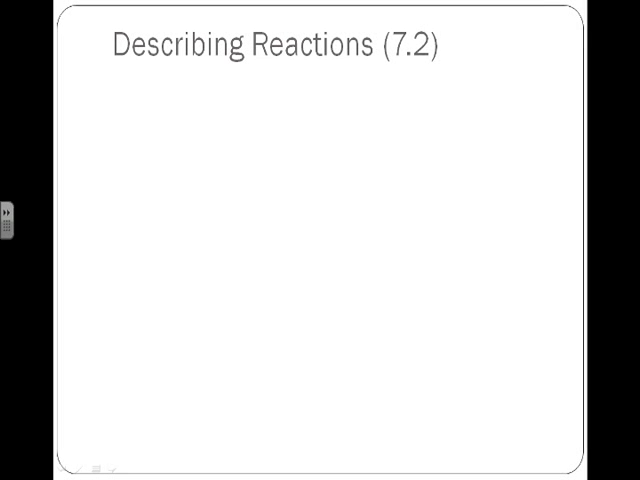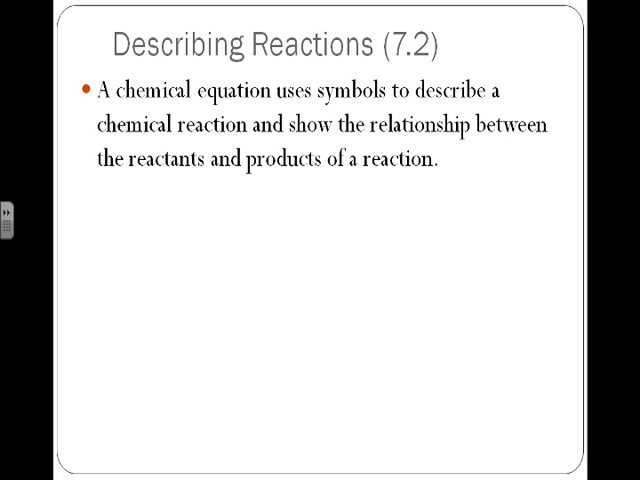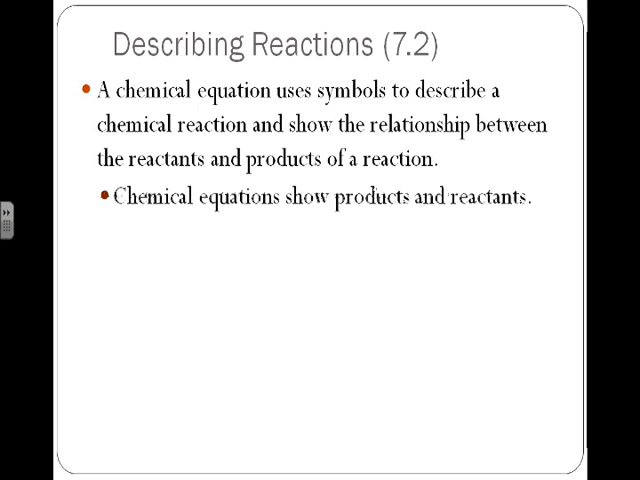All right, welcome to the Balancing Chemical Equations video. The first thing we're going to do is describe reactions and show you how reactions are labeled. This will be a little bit of review from our first video. A chemical equation, which shows us a reaction, uses symbols to describe a chemical reaction and show the relationship between the reactants and products of a reaction.